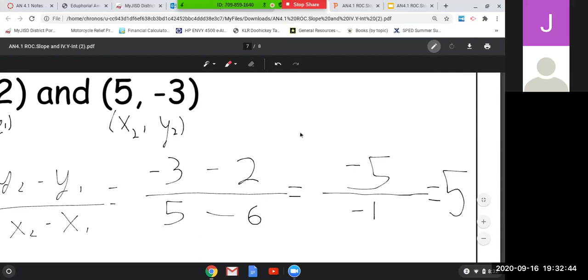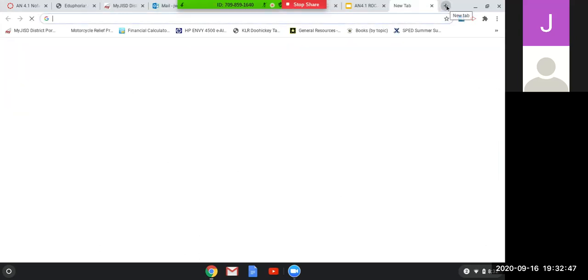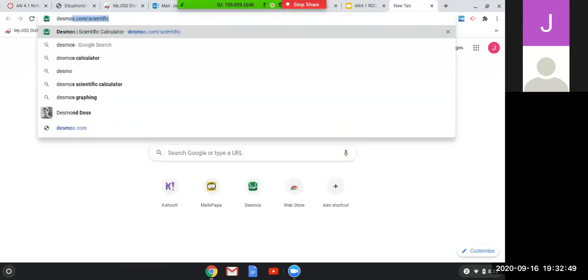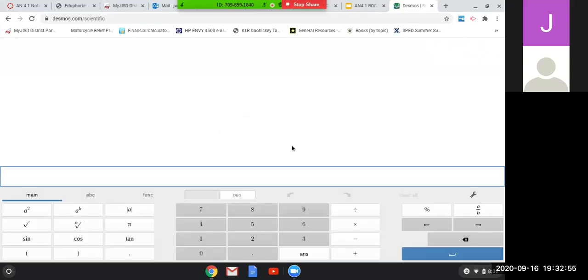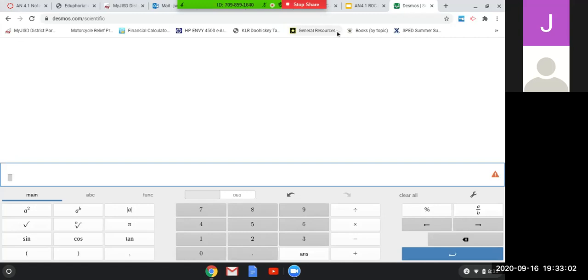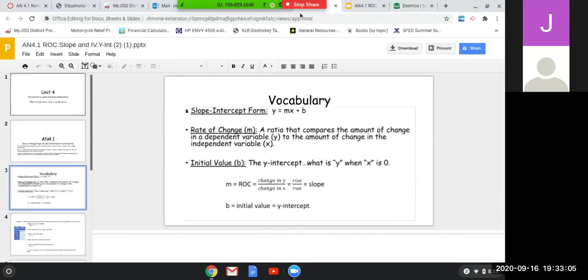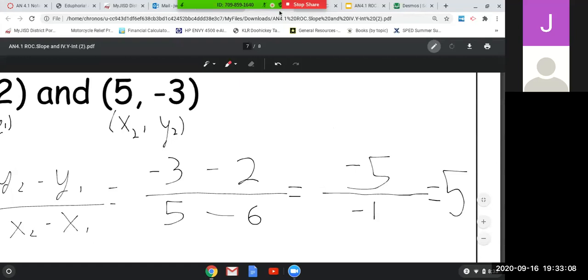Let's see how that would look on the calculator. So if I go to desmos.com, scientific, yeah, that's what I want. I'm going to put in my fraction. And I wish I were looking at that paper right now. Where was it? That's not it. There it is. So I'm going to put in a negative 3 minus 2 on top and a 5 minus 6 on the bottom.